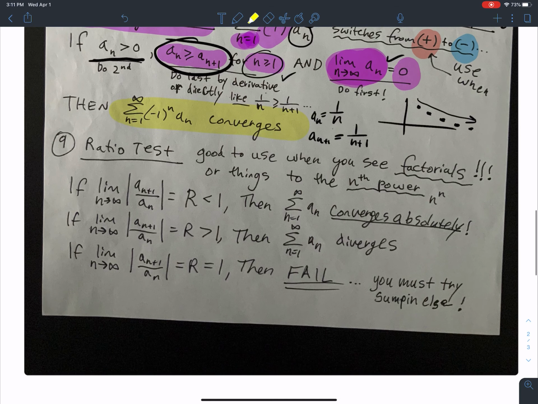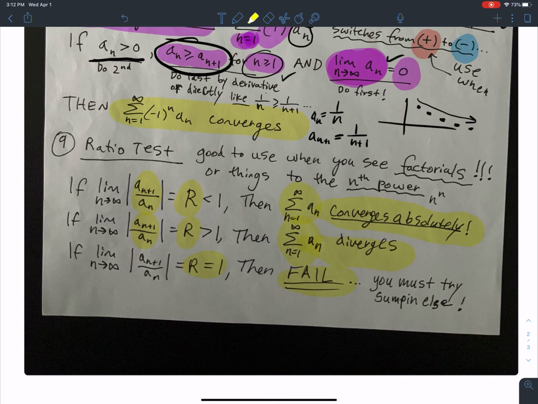Okay, so the ratio test. Ratio test is one of my favorite tests. I love the ratio test. It's very similar to the root test. With the ratio test, we are looking at the ratio of the n plus first term divided by the nth term in absolute value. If that ratio is less than 1, then the series converges absolutely, which is very powerful. If that ratio is greater than 1, then the series diverges. And if it equals 1, then the test fails, so you must do something else.